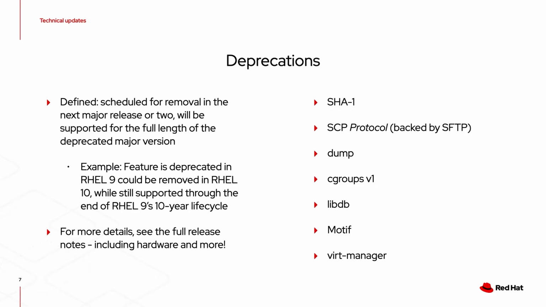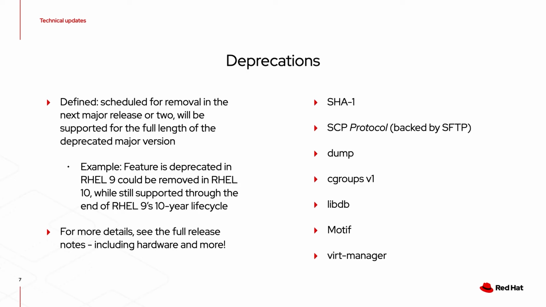There's other things on here like cgroups v1, libdb, the SHA-1 encryption protocol. There's one other thing I'd like to call out on the slide, and that is SCP. The protocol is being deprecated. There were some inherent vulnerabilities found in the protocol itself, so SCP has been deprecated. However, the command itself will continue to function even beyond RHEL 10.